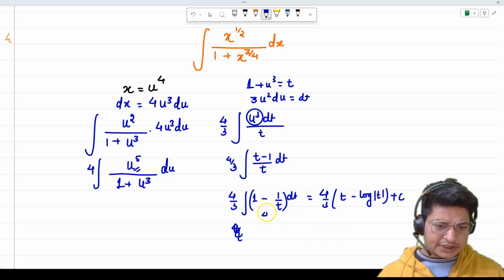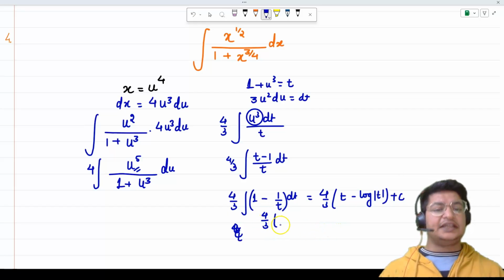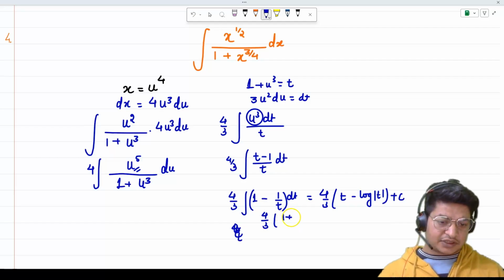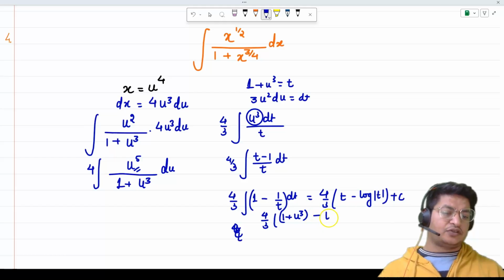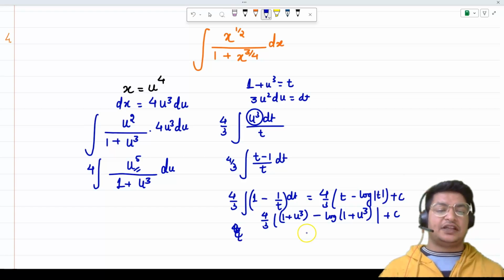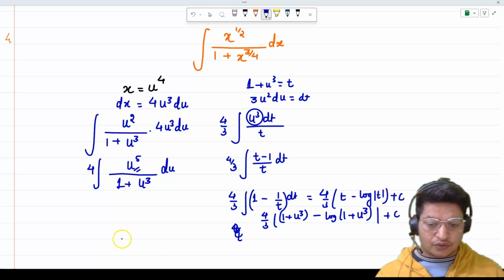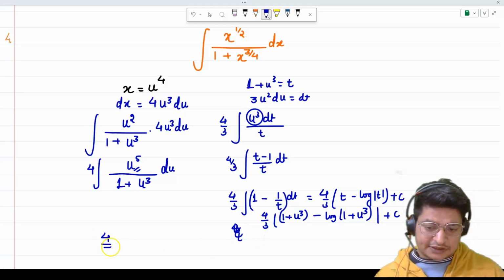So you will get the answer as 4 over 3 times t. t will be written as 1 plus u cube. And if I want to write log of t, I will write it as log of 1 plus u cube, and here you will write plus c. But we want to change this value of u cube. So we will write it as 4 over 3. This is the final answer that you will get.